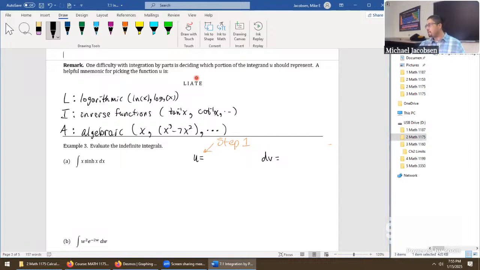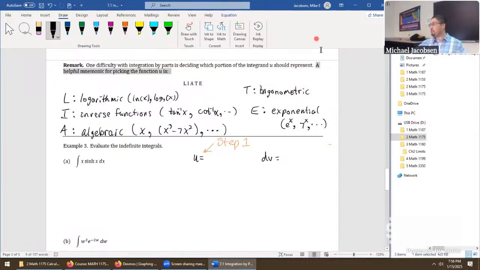So the last one is T, trigonometric. There's an R in there somewhere. So for trigonometric, we of course mean the 6 trigonometric functions, sine, cosine, tangent, and so on. And finally, E, we mean exponential. Let's put some examples. By exponential, we might mean e to the power of x, or 7 to the power x, and so on, those kinds of functions. So this whole mnemonic tells us a way to pick the function u.